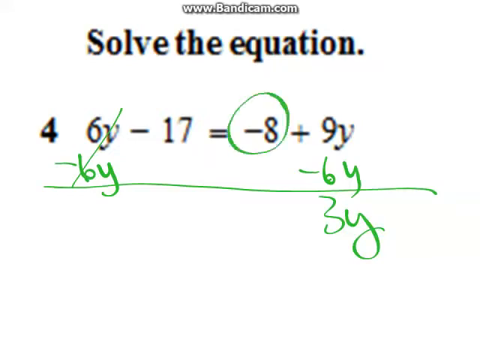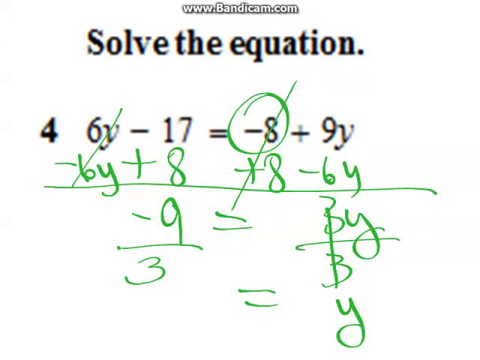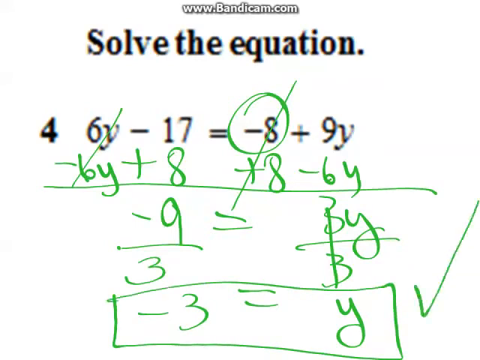Now I want to get rid of this -8, so I'm going to add 8. And I must do it to the other side. So that goes to 0, and I'm left with a -9. So carrying down our equal sign, I have -9 equals 3y. I still need to isolate my y, so I need to get rid of the 3, do the opposite. If I'm multiplying 3 times y, to get rid of the 3, I must divide. So divide both sides, and I end up with y equals, and 3 goes into -9, -3 times. So y equals -3 is my solution.